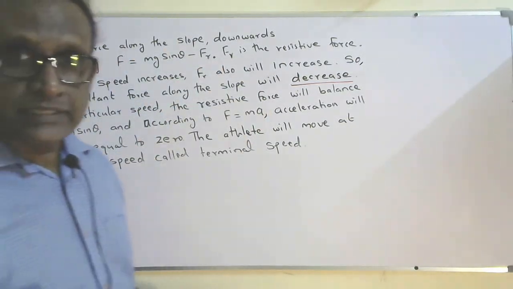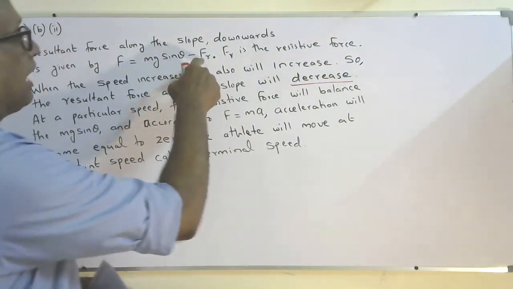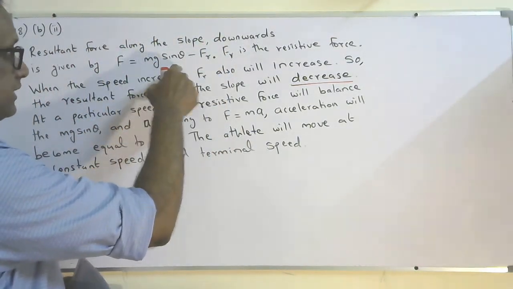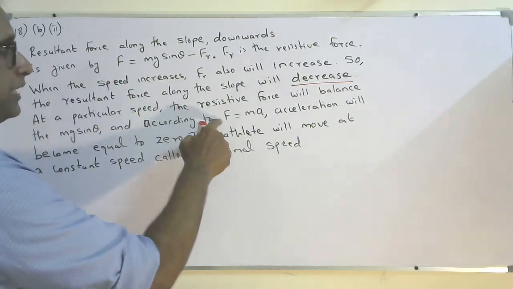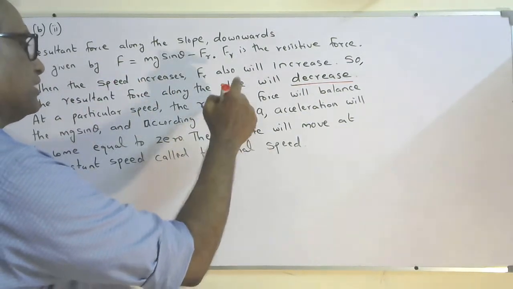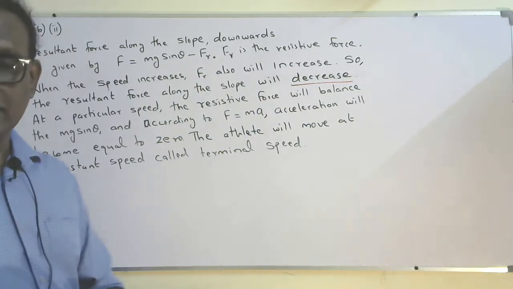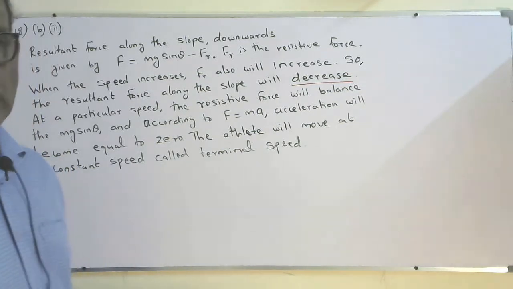acceleration also will decrease. But at a particular speed, FR will balance mg sine theta. So F will become equal to 0. When F becomes equal to 0, a will be 0. a equal to 0 means there is no further acceleration. It will move at constant speed, called terminal speed.